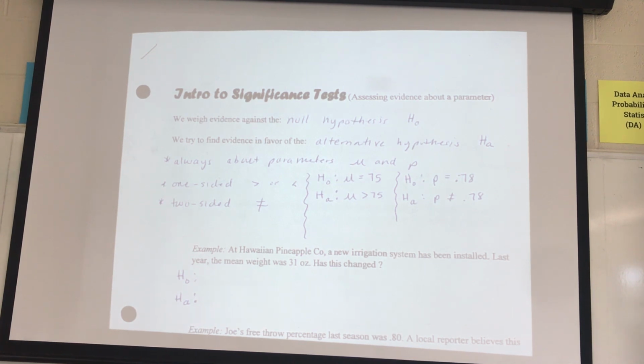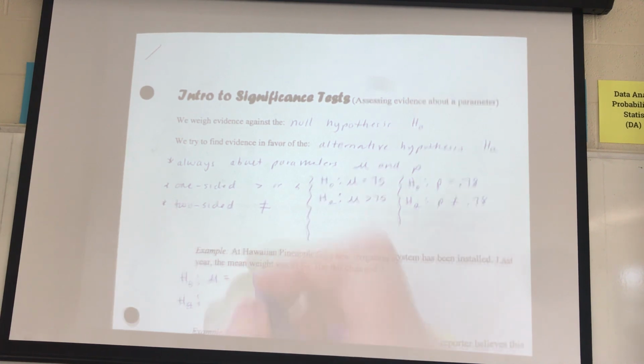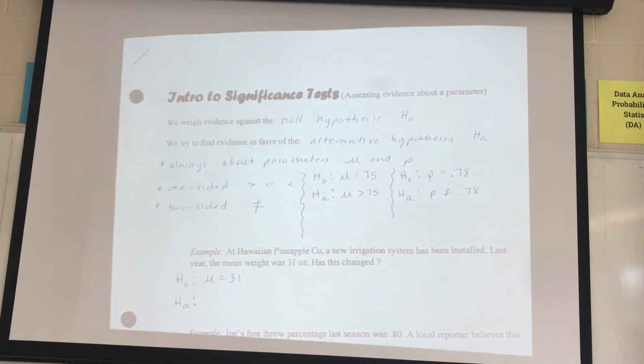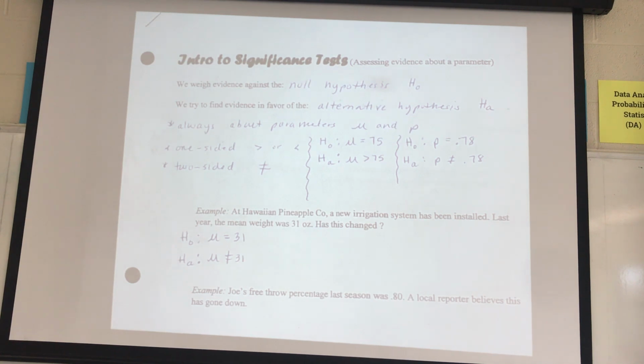So I'm looking for a null and an alternative hypothesis. Okay, so this is about means. I see the word mean there, so it has to have a mu. So my null hypothesis is that mu equals, it's always equals. The mean weight was 31. And they want to know if this has changed. They don't say up or down, they just say changed. So my alternative is, do we think that it no longer equals 31?